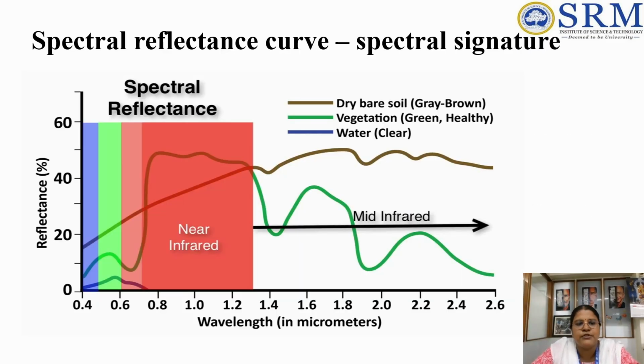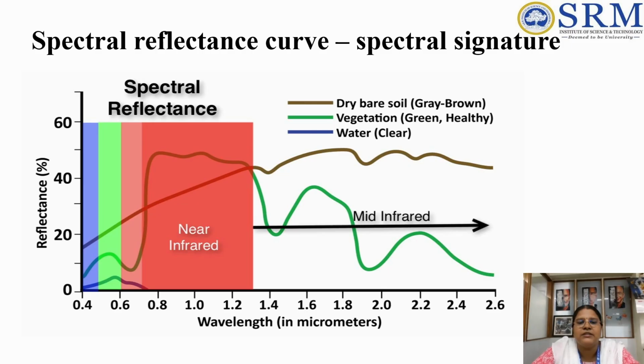This graph shows the spectral reflectance curve, that is, the spectral signature of soil, vegetation, and water. As we could see, for the dry bare soil, as the wavelength increases, the reflectance percentage is getting increased till 1.8 micrometer. After that, it is just lowering down. Soil reflects more because it has a rough texture and doesn't have any moisture present in it. Since it is a dry bare soil, the reflectance is high here.